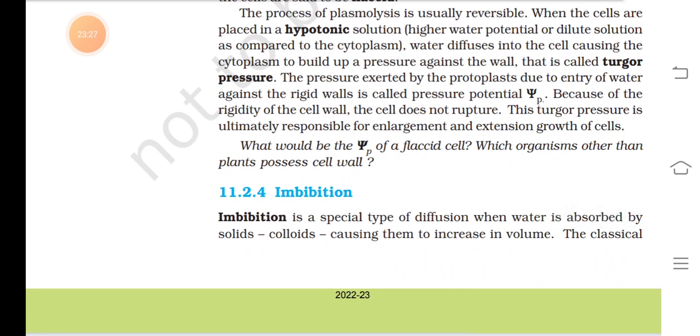When the cells are placed in a hypotonic solution, which has higher water potential or is dilute as compared to the cytoplasm, water diffuses into the cell, causing the cytoplasm to build up a pressure against the wall that is called turgor pressure. The pressure exerted by the protoplasm due to entry of water against the rigid walls is called pressure potential. Because of the rigidity of the cell wall, the cell does not rupture. The turgor pressure is ultimately responsible for enlargement and extension growth of the cell.